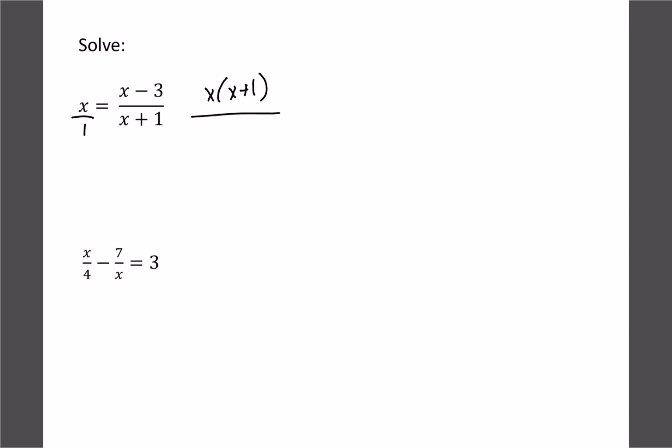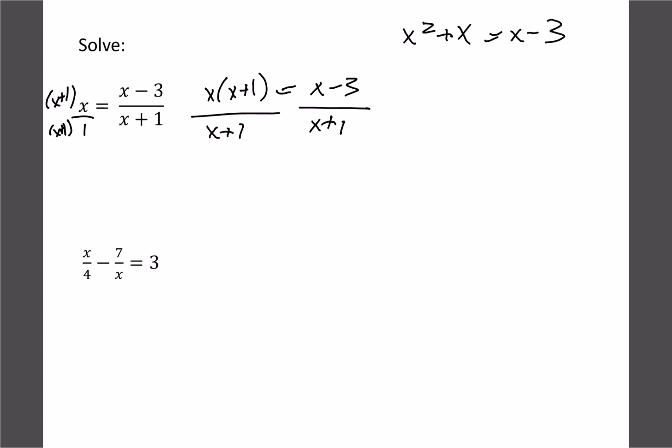Okay, so for our common denominator, we want to have it as x plus 1, so we multiply the top by x plus 1 and the bottom by x plus 1, so those will be the same denominators. Once we do that, we don't need to worry about the denominator anymore. We would just have the numerators, x plus 1 and x plus 1, but we ignore that. So let's just FOIL out the top. You'd have x squared plus x, and on the other side we'd have x minus 3. And that's it. So we need to solve that equation.